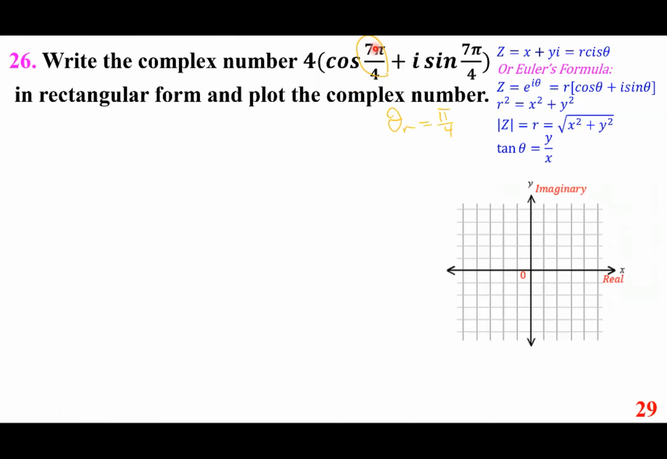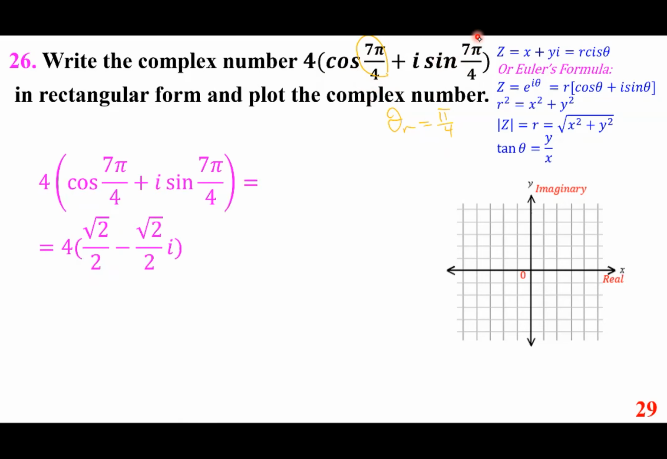Remember, 8 pi over 4 means 2 pi. So 7 pi over 4 puts you in the fourth quadrant. In the fourth quadrant, cosine is positive, so it's the same as pi over 4. Cosine of pi over 4 is square root of 2 over 2. Sine is negative, so it's negative square root of 2 over 2. Now, if you multiply by 4, the denominators 2 and 2 drop out. So we get 2 square root of 2 minus 2 square root of 2 i.